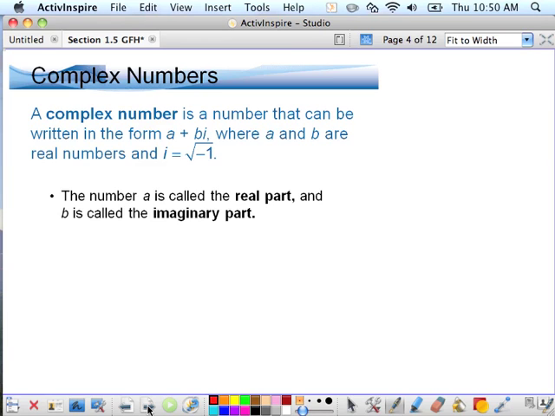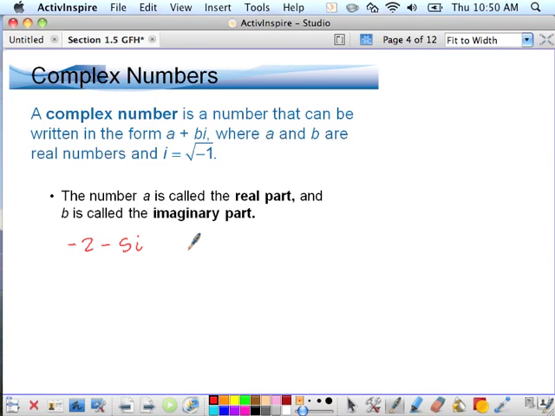So here are some examples of complex numbers. -2 minus 5i. For that number, which part is a? -2. -2 is the real part, so that's little a. Which part is b? -5. Yeah, b is the number in front of the i, so it's -5.